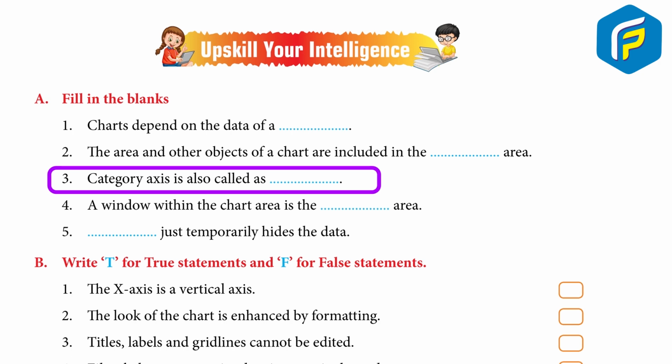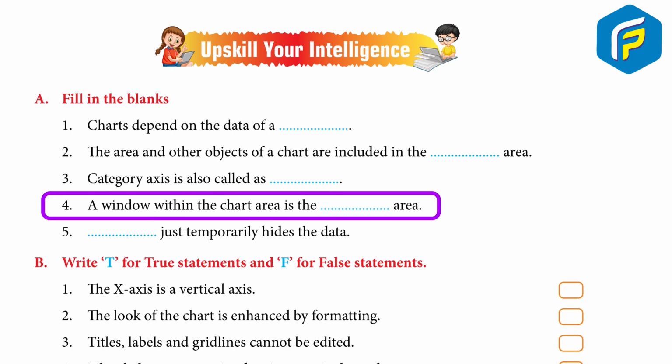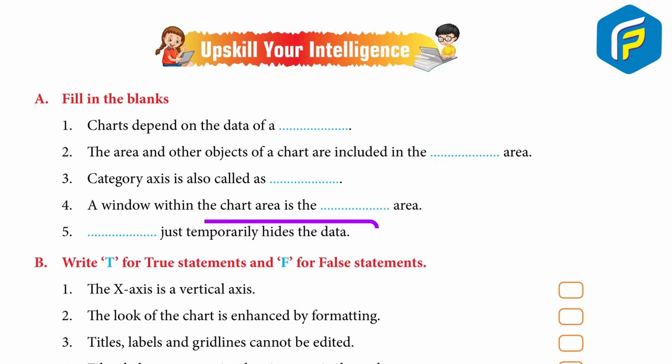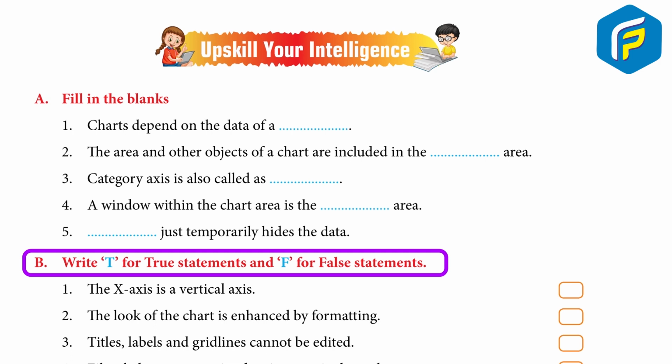Answer: x-axis. 4. A window within the chart area is the dash area. Answer: plot. 5. Dash just temporarily hides the data. Answer: filter.